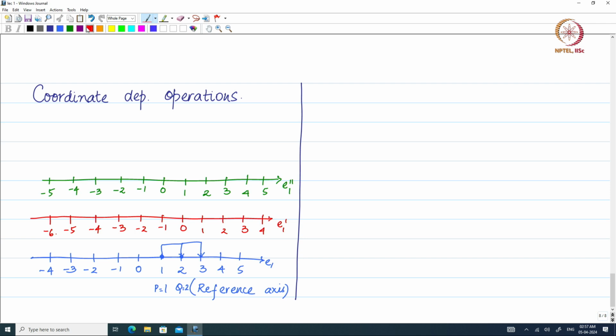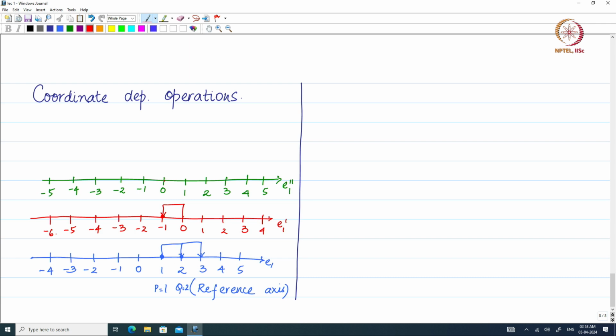Equivalently, if I look at the red system, the point corresponding to P equal to 1 is basically -1 here, and the corresponding point Q equal to 2 corresponds to 0 in the E1 prime axis. So, what am I going to do if I add these two, I again go back to -1, and let us look at the same thing here. If I were to add this 0 and 1, because that is exactly what I am going to add here, 1 plus 2.